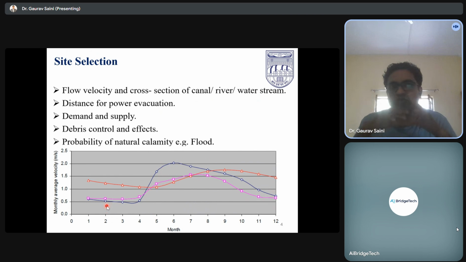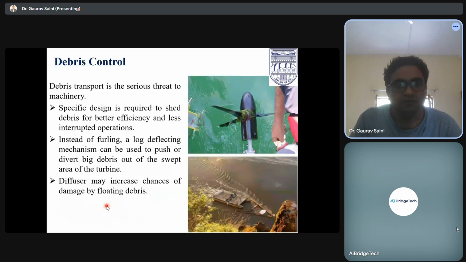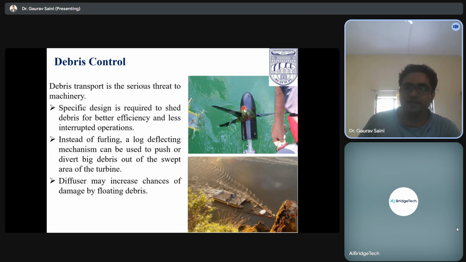So if we are having not too much variation within the velocity, that is, I think, the best suitable one for a particular site. And the debris control, because suppose you can see axial flow kind of turbines, so this is basically obstructing with the natural debris which is available.